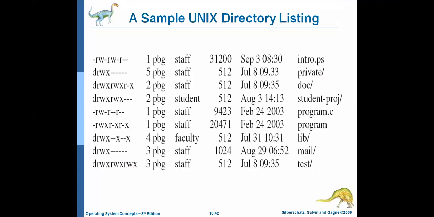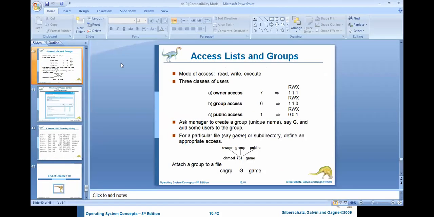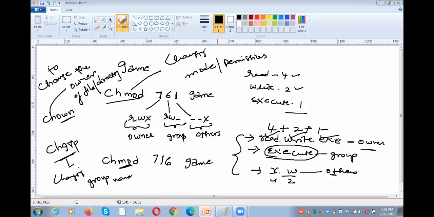That thing you need to understand. How many types of permissions are there? There are 3 types of permissions. And how many number of users are there? There are 3 types of users. What are the 3 types of users? Owner or a creator of a file, and then a group, and then others.